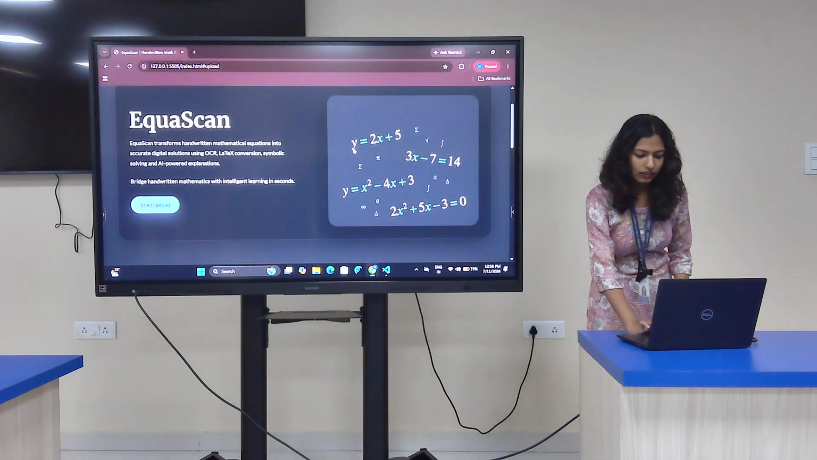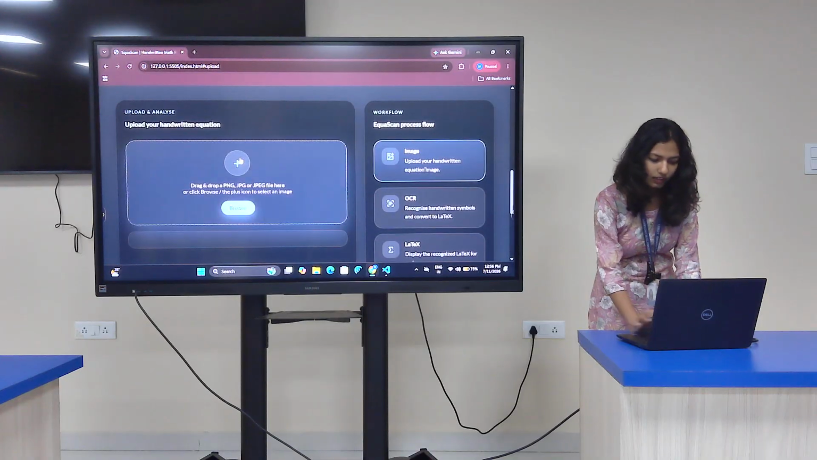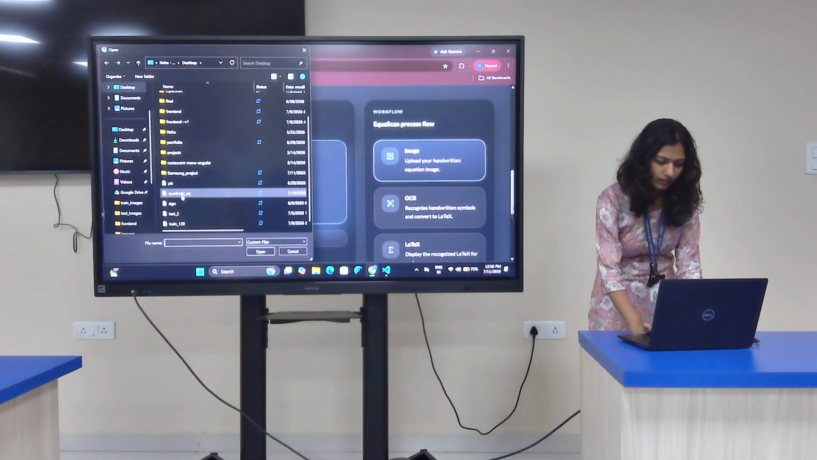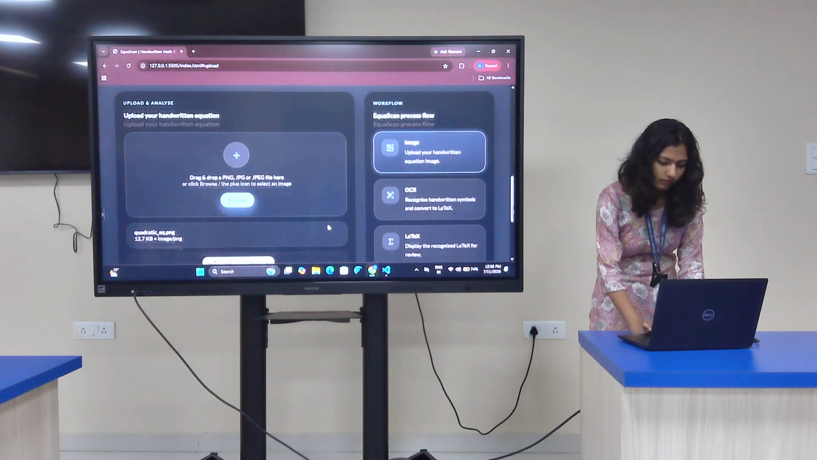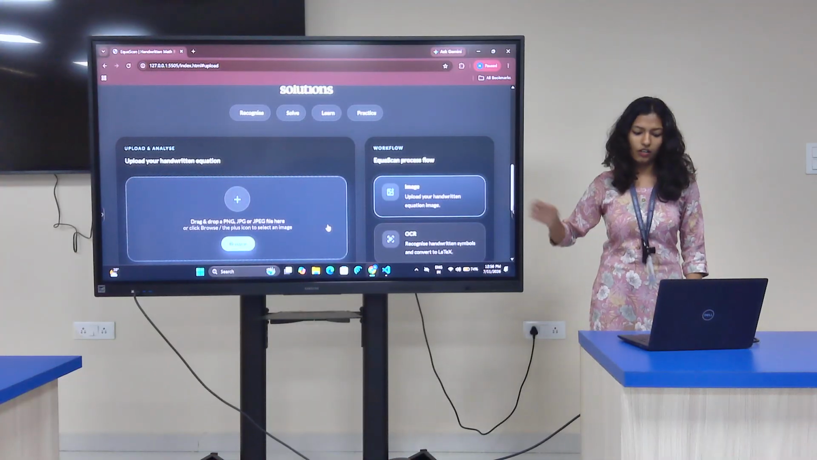So here I'll start with the demo. I'm going to upload an image of a quadratic equation. While it's uploading, I'll just give a brief view of the workflow, how it works.